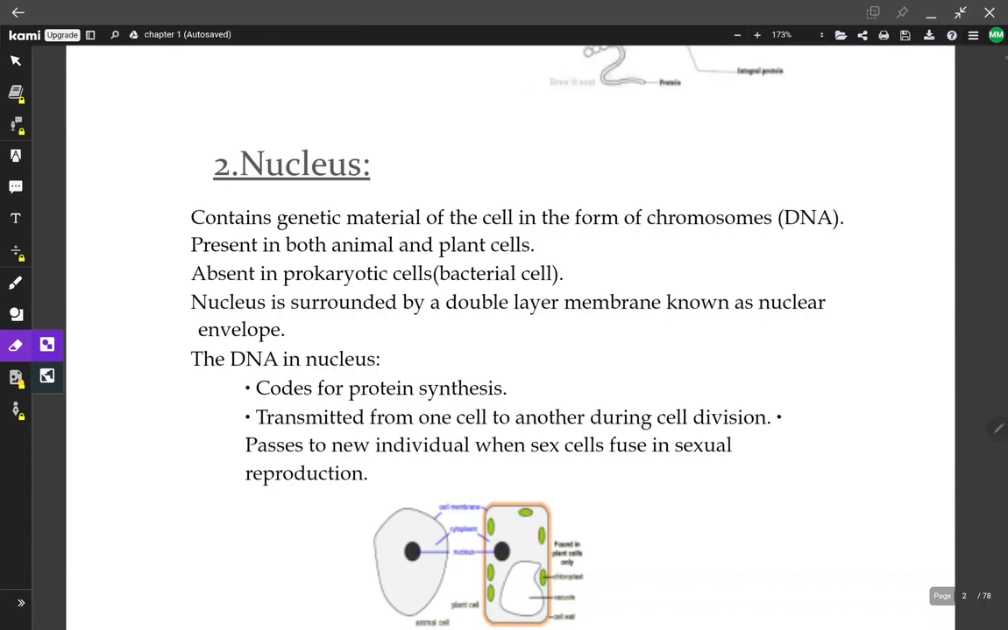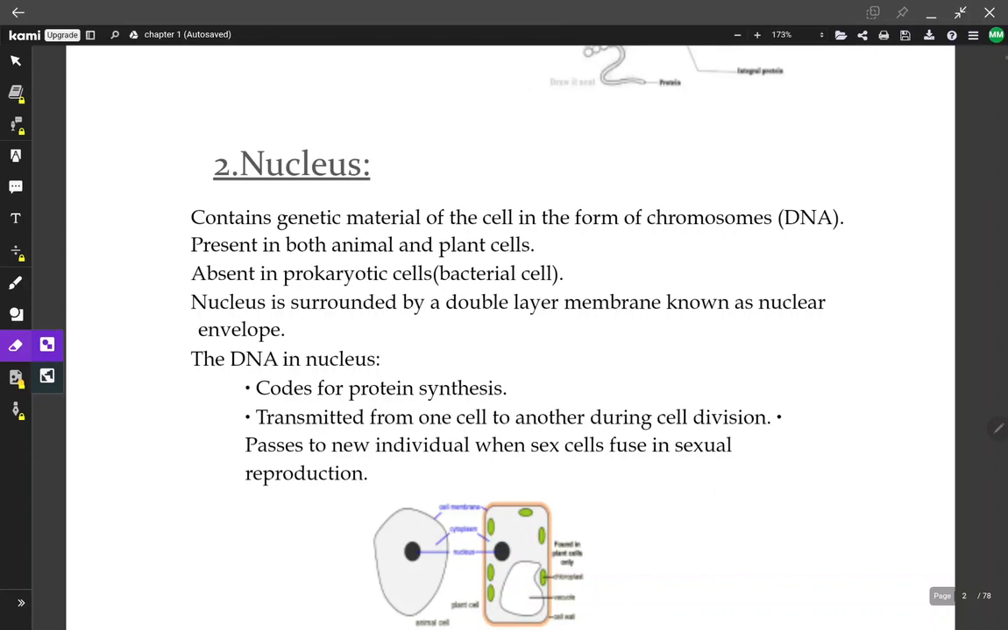As I said, they are absent in prokaryotic cells, which are bacterial cells, and we're going to know later in classification why bacterial cells do not have a nucleus and what exactly their DNA is. They lack a nucleus. They have a circular DNA, which is found scattered throughout the cytoplasm. The nucleus is surrounded by a double layer membrane known as the nuclear envelope.